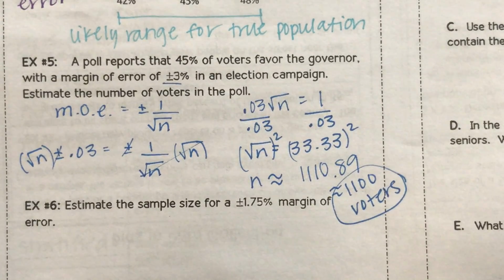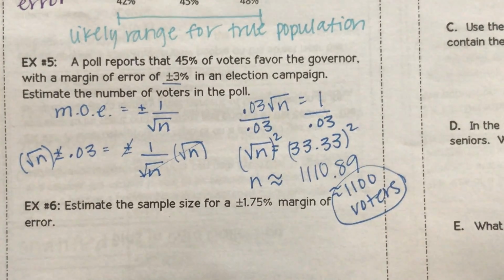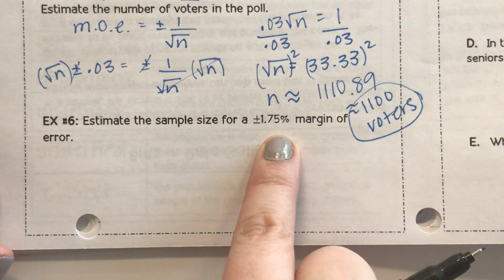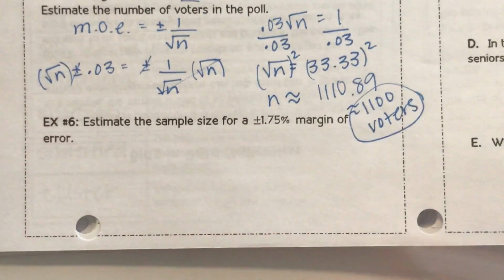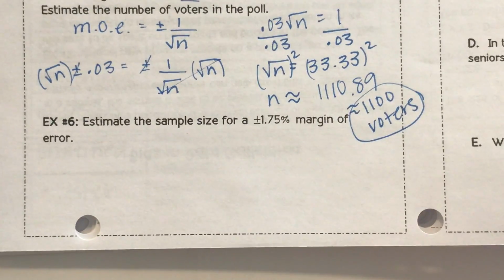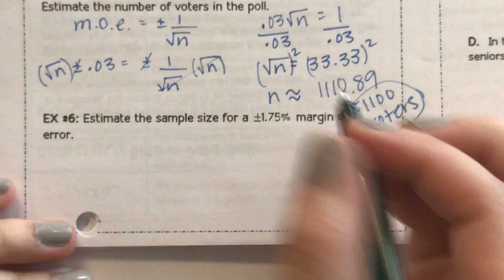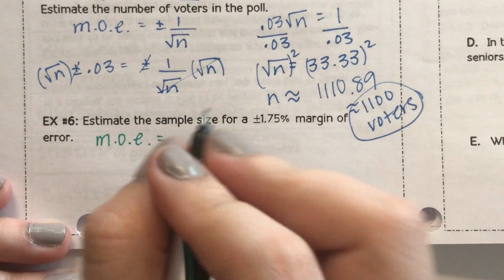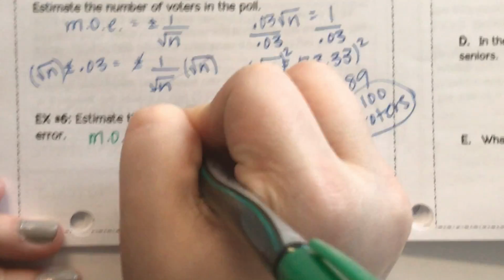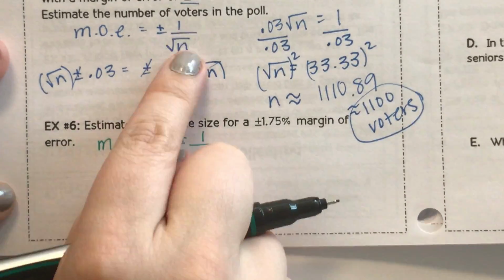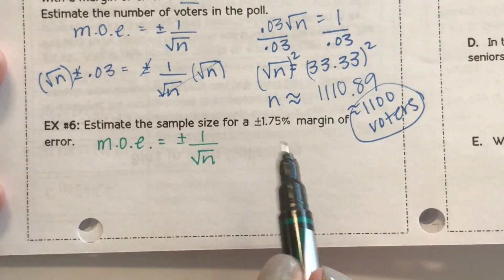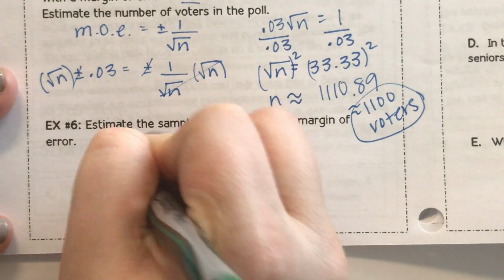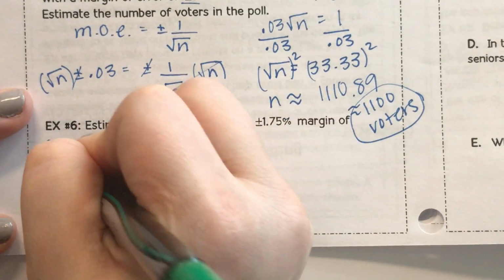Let's see, I'll use green for this next one. So let's do it again in number 6. Estimate the sample size for a 1.75% margin of error. Okay, here we go. MOE equals plus or minus 1 over the square root of n. We're doing the same thing we did up here, only we're using a different number. 1.75% as a decimal is 0.0175, plus or minus.